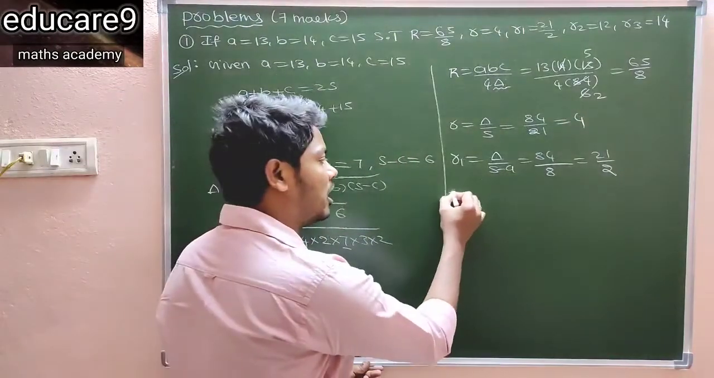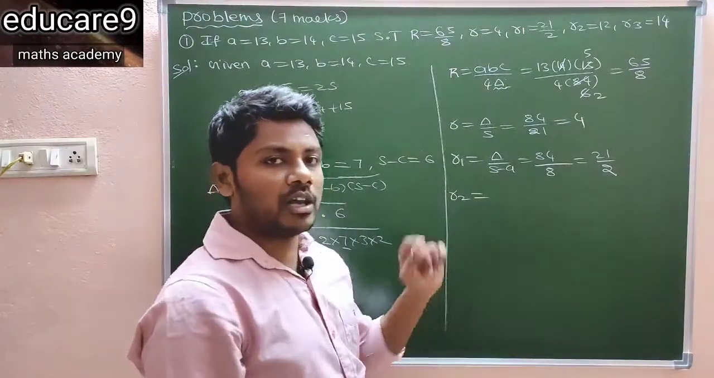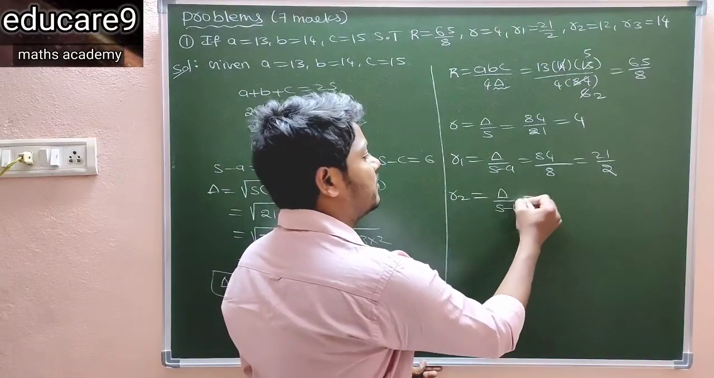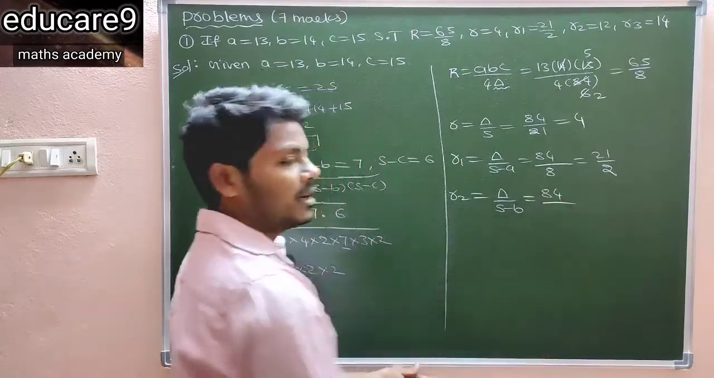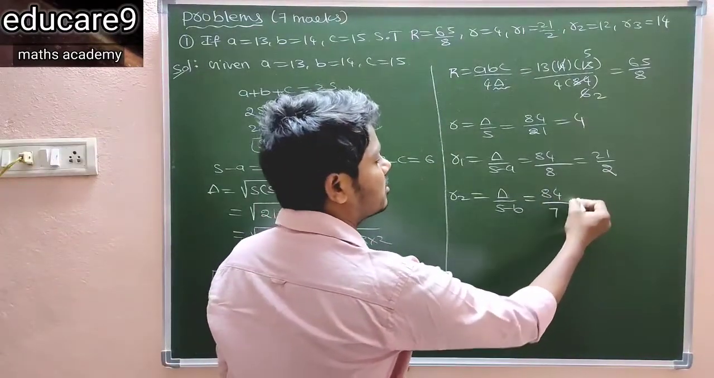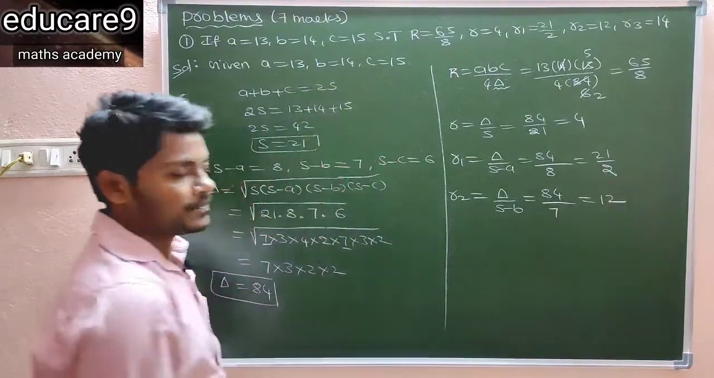And find small r2. So you know that small r2 formula, that is delta by s minus b. So delta is 84 and what is the s minus b value? 7. Okay. So here this value is 12.